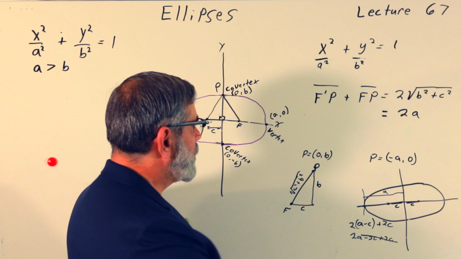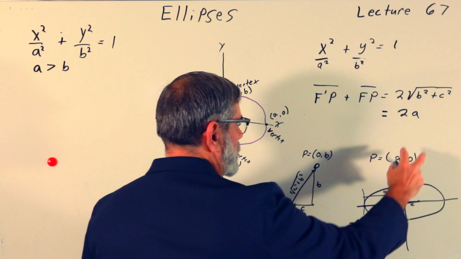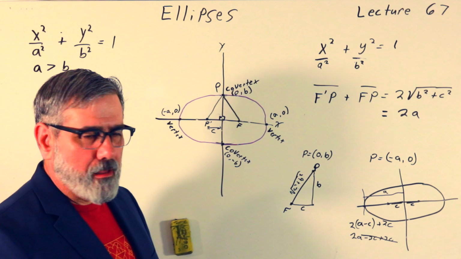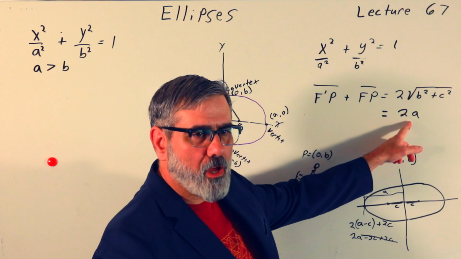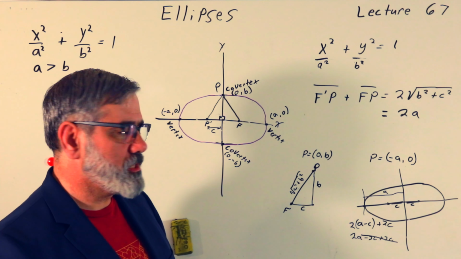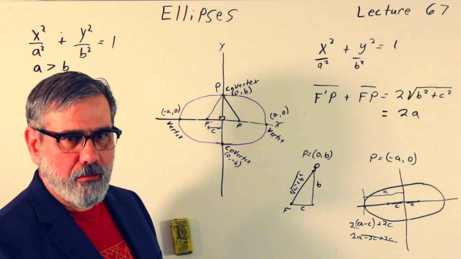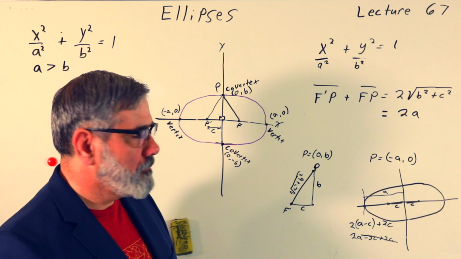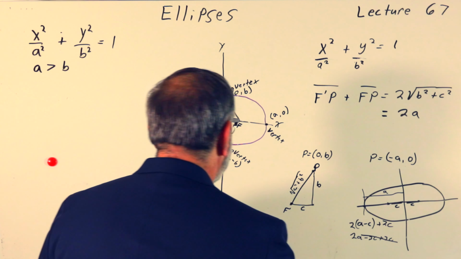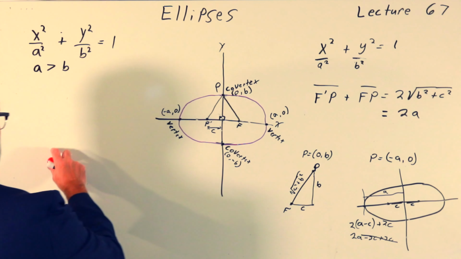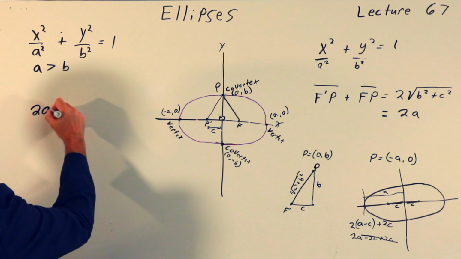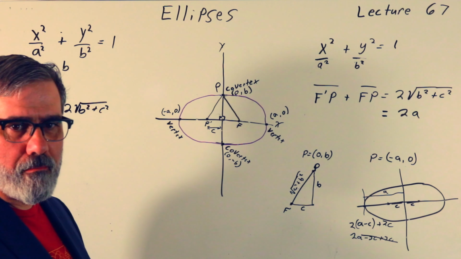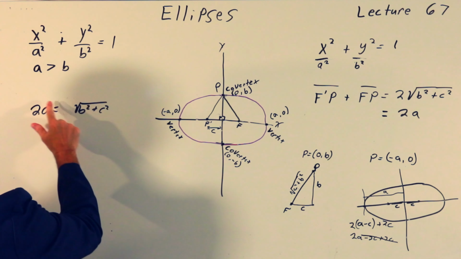I know that this distance is equal to 2 times the square root of B squared plus C squared. That's when P is at 0, B. And it's equal to 2 times A when P is at the point minus A, 0. These two distances have to be the same. So that means that 2A is equal to 2 square root of B squared plus C squared. The 2's will cancel, so you get rid of the 2's.